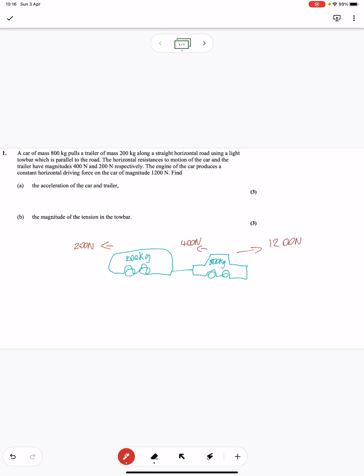And the last thing that we need is the tension. Now, the tension is kind of going both ways. So thinking about this logically, this trailer here isn't doing anything to help the movement. It's just dead weight. So the only reason that trailer is moving is because it's attached to that tow bar. And if the overall movement is to the right, then the tension from the tow bar acting on the trailer is going this way.